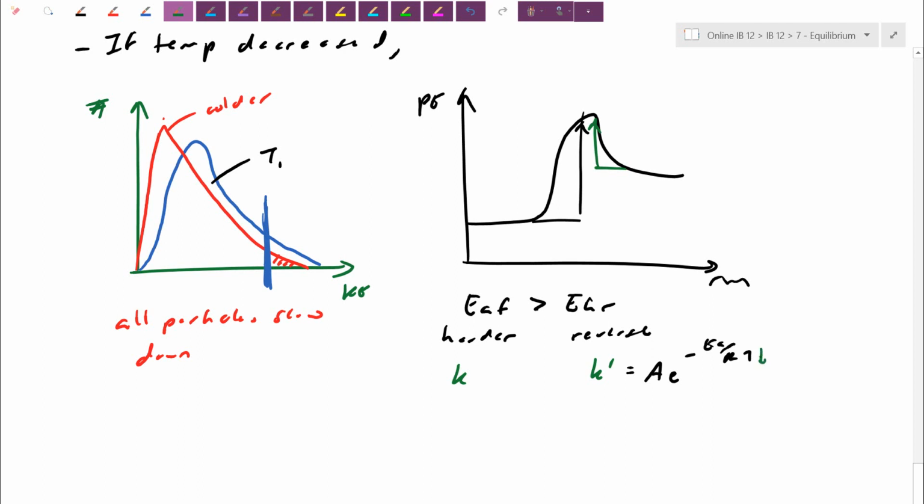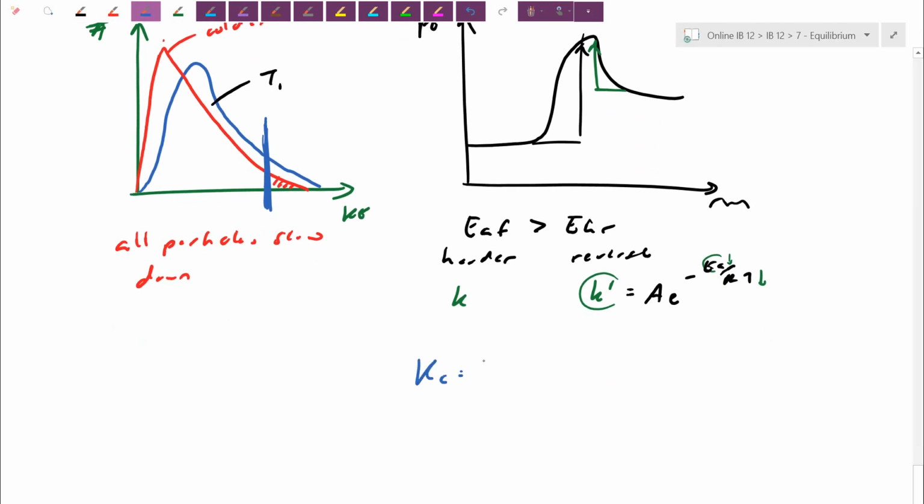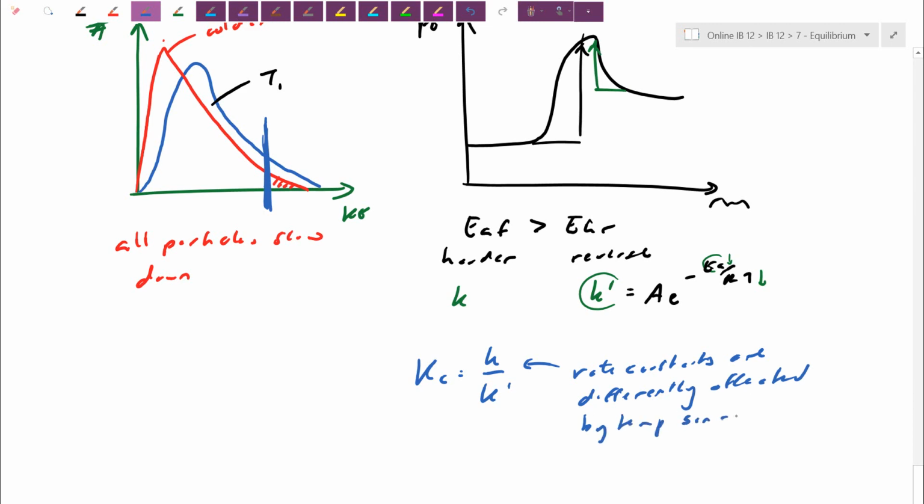You may have cooled down the temperature by the same degree, but if the activation energy was also lower to begin with, the overall impact on K prime would be different from K. And therefore, since Kc is K over K prime, and both of these rate constants are differently affected by temperature, since the EA forward is not the same as EA reverse, there will be some overall change to this ratio, and therefore the equilibrium constant will change.